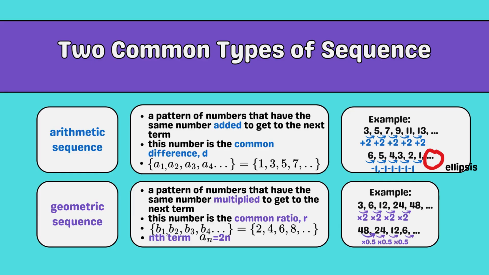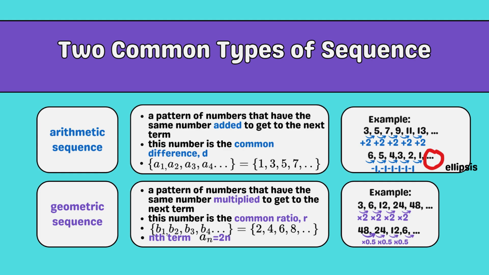We will study the two most common types of sequences. First, let's take a look at the arithmetic sequence. In an arithmetic sequence, the numbers have a pattern. The numbers adjacent to each other have a common difference, for example, 3, 5, 7, 9, 11, 13 and so on. There is a pattern in these numbers. The same common difference 2 is added to get to the next number.